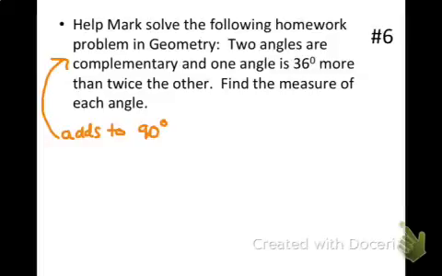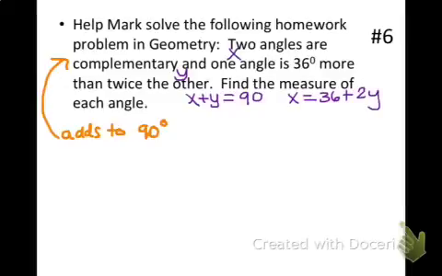So first of all, the two things that we're talking about are the angles. So one angle is x and the other is y. So let's talk about the first system. They say two angles are complementary. So that means that when I take x and I add it to y, it adds up to 90. The second thing says that one angle is, which means equals, 36 more than, so I'm adding 36 to twice the other. So that's 2 times y.